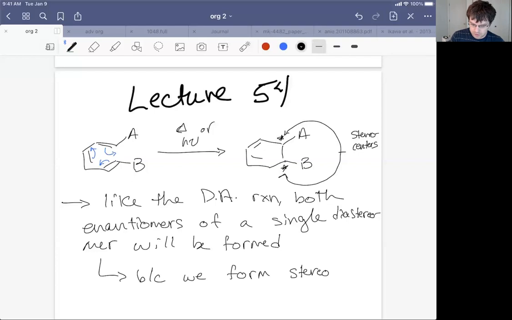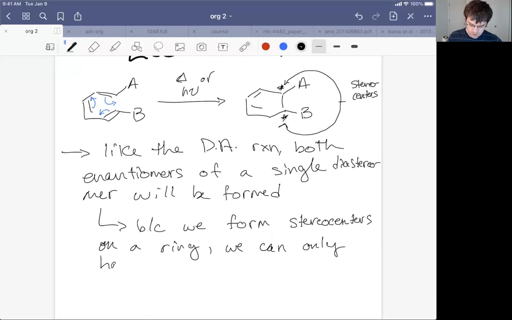So because we form stereocenters on a ring, we can only have cis or trans products. Okay, so we really only have to worry about the relative orientation of A and B with respect to each other. We don't have to worry about whether or not A is a wedge versus a dash, because it could be either. We could form both enantiomers. It's just what we have to worry about is how is A positioned relative to B.